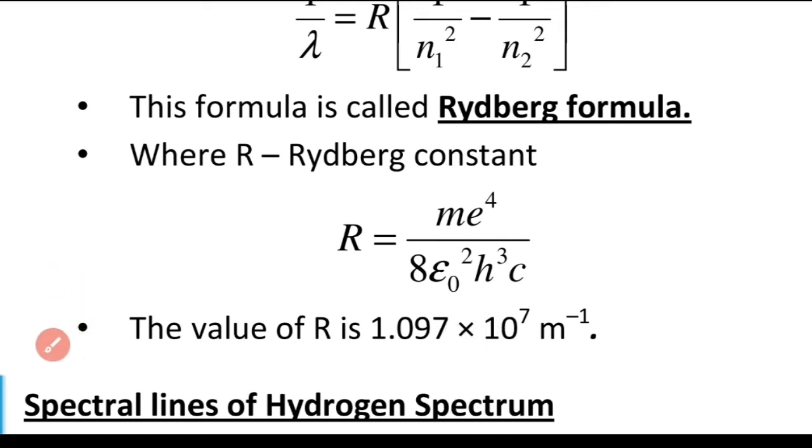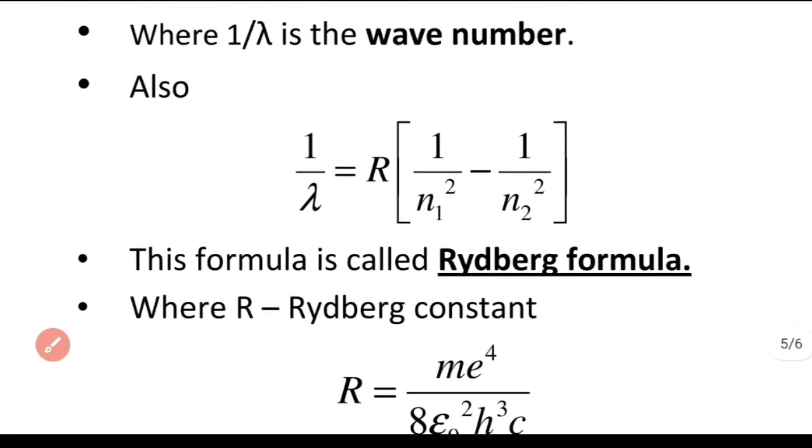So this equation is a general expression for all the spectral lines observed in the hydrogen atom. That means 1 by lambda = R into (1 by n1 square minus 1 by n2 square). Depending on the value of n1, that means the final energy level to which the electron makes the transition, we will get different types of spectral series.